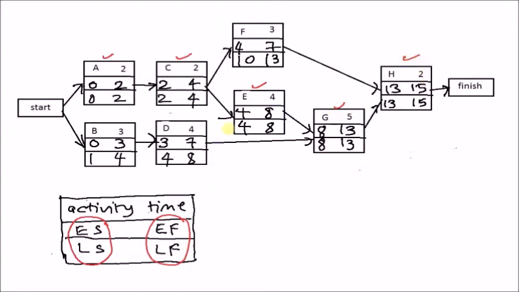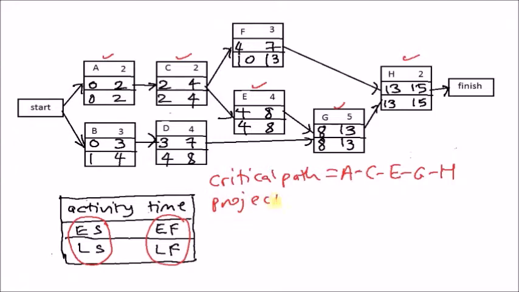We give the answer as the critical path. So the critical path is A, C, E, G, H, and the project completion time is this value here, which is 15 weeks.